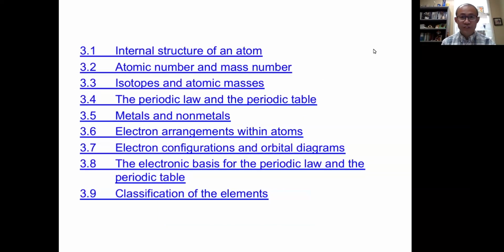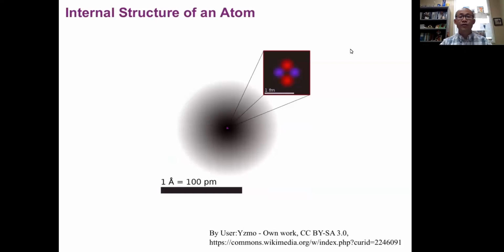Okay, so first, again, this is the overview of this chapter. We're going to study the internal structure, some numbers, the particles inside an atom, their numbers, and we're going to look at the periodic table. And also in the second half of the chapter, like we said, we're going to talk about how electrons are arranged in or within atoms. Okay. Now, let's get started taking a look at the internal structure of an atom.